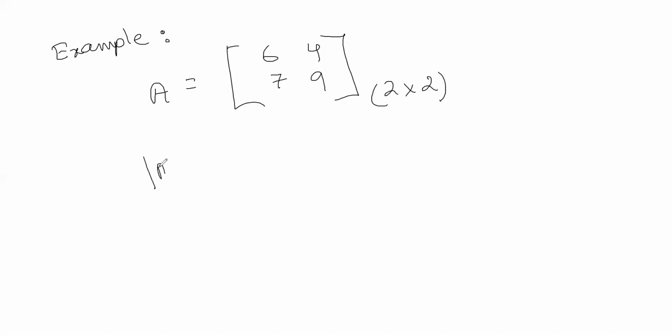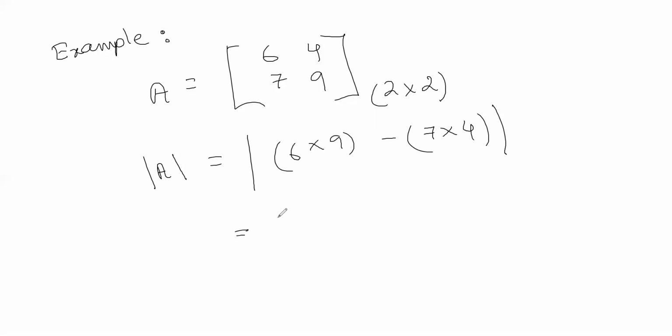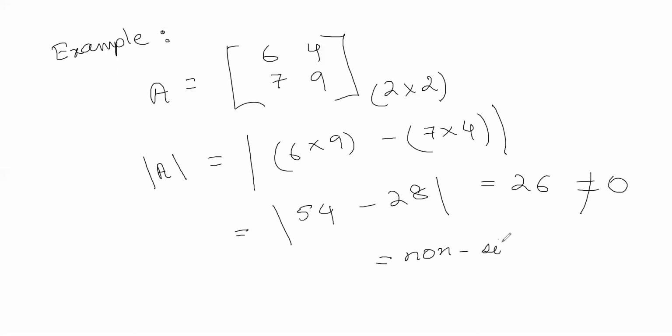In order to fulfill the sufficient condition, we are checking for the determinant value, which is 6 into 9 minus 7 into 4, and we get 54 minus 28. The result is 26, which is not equal to 0. That means the determinant is non-singular in nature and matrix inversion is possible, right? Again, I have shown you a 2 by 2 example.